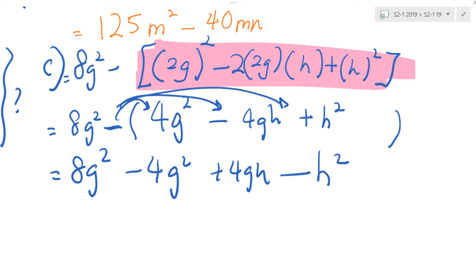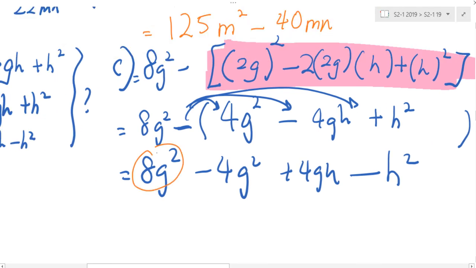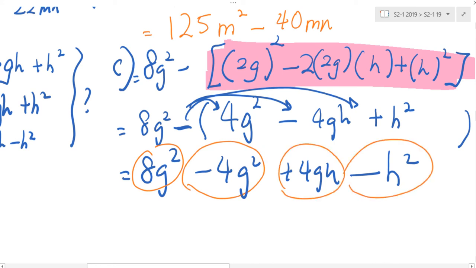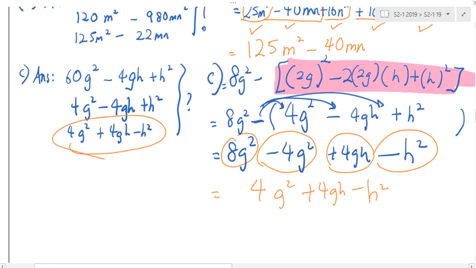Do step by step. Aloysius, tell me the final answer. 8g squared combined with who? Minus 4g squared. So take out your pencil now. 8g squared minus 4g squared plus 4gh minus h squared. So my final answer is 4g squared, right? 8 minus 4, 4. Plus 4gh can combine? No, remain. H square can combine? No. I look at the answers, only the last one is correct.